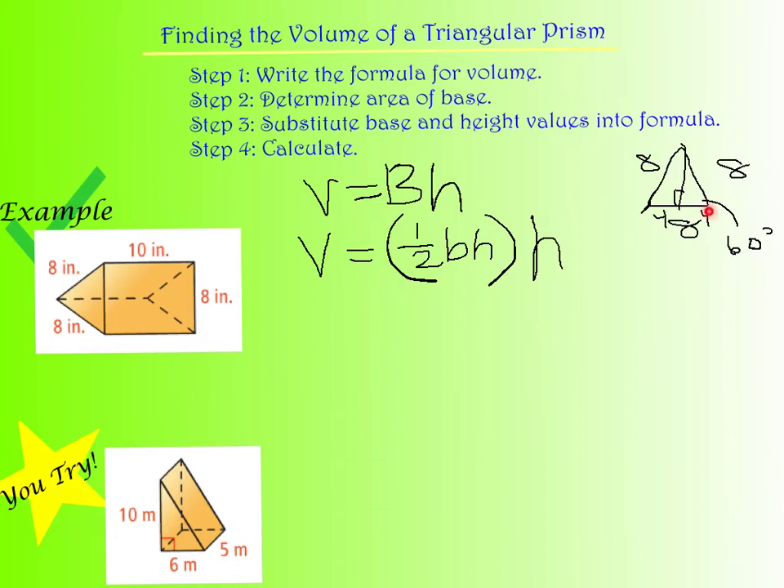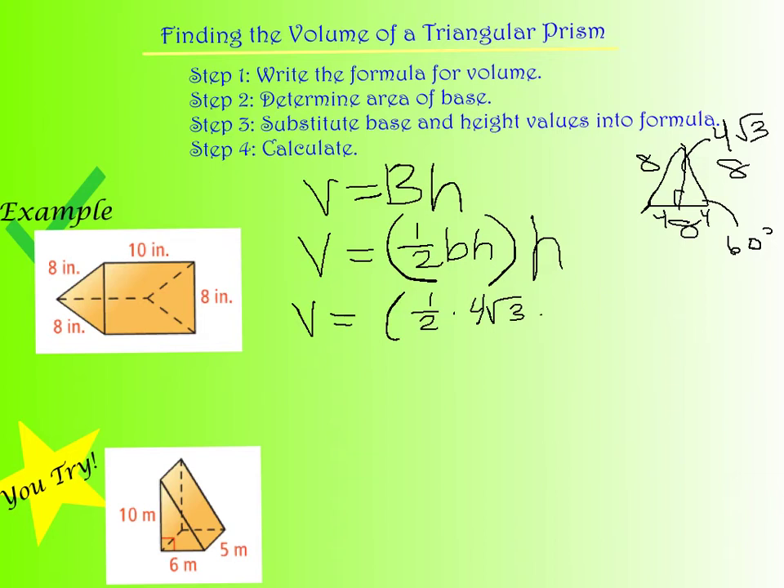So the side that's across from the 60, my height, that's my long side. And my long side, if you look at your special right triangles, is always your short side times the square root of 3. So my height is 4 radical 3. So I'm just going to plug this in. So volume is equal to 1/2 times 4 radical 3 times the height.